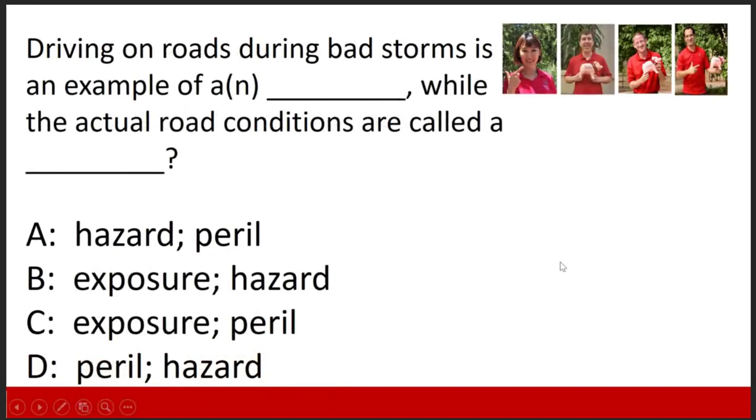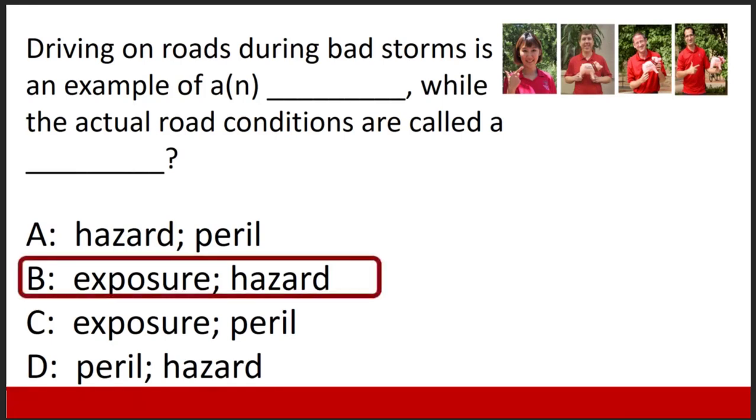Okay, what about this one? Driving on roads during bad storms is an example of blank, while the actual road conditions are blank. Got an A, a vote for B. So this one is a little bit confusing. For the first part of the problem, you need to focus on the fact that it's talking about driving, and the second part is the actual road conditions. So the answer to this one is actually B. So the exposure is just you driving, but you driving on bad road conditions is where the hazard comes in. So I know that can be a little bit confusing. Just make sure that you separate the two.